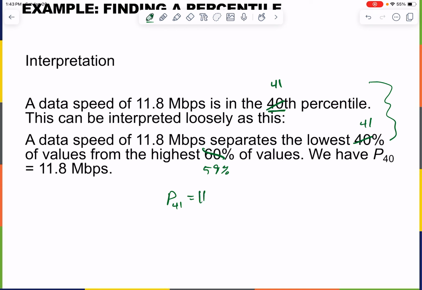We have P41 equals 11.8. So we're just going to use 41. If you did it a different way, it might make it 40, only because there's so few data points. 50 is actually not a lot. All right, so we're going to modify that to 41. So P41 is this value.